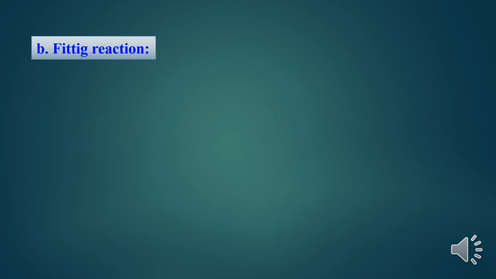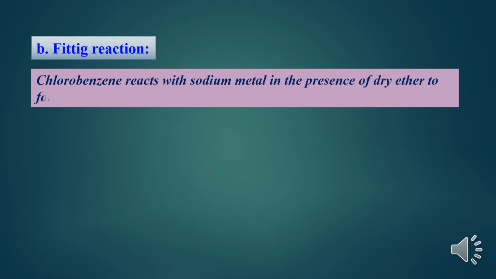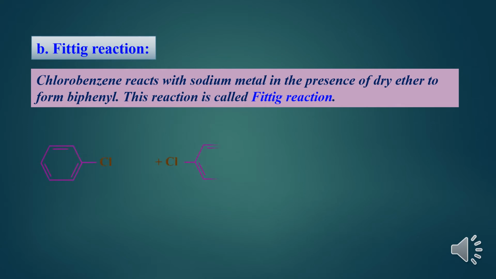Next one, Fittig reaction. Fittig means aryl halides. Now two aryl halides will react with the sodium metal in the presence of dry ether and both aromatic rings will join together. Then it will form biphenyl. Now that reaction is called Fittig reaction. You can take an example now, chlorobenzene. So 2 moles of chlorobenzene I have taken. Both will react with the sodium. There will be removal of sodium chloride as a byproduct. Then both benzene rings will join together. Then it will form diphenyl or biphenyl, and byproduct is sodium chloride.